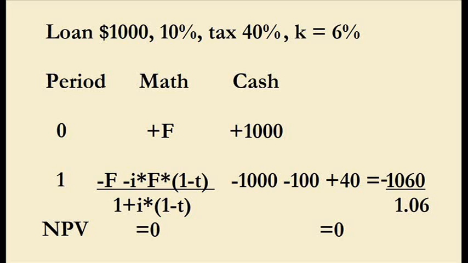We have a $1,000 loan. Money comes in at time 0, and it's 10%, but your tax rate is 40%. So the interest payment is tax deductible for business. Your discount rate is 6%, therefore after tax. Look at the net present values. 0.